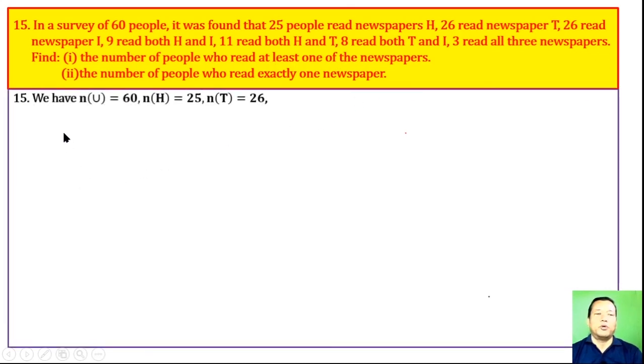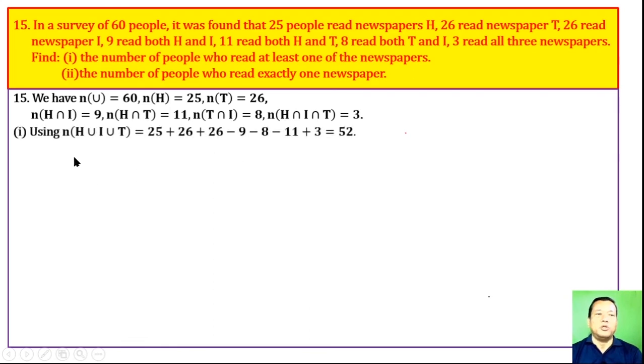Let us solve. We have n(U) is 60, n(H) is 25, n(T) is 26. Similarly, n(H intersection I) is 9, n(H intersection T) is 11, n(T intersection I) is 8, n(H intersection I intersection T) is 3. Using this formula, we get 52, which is the number of people who read at least one of the newspapers.